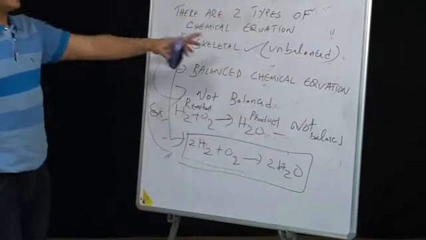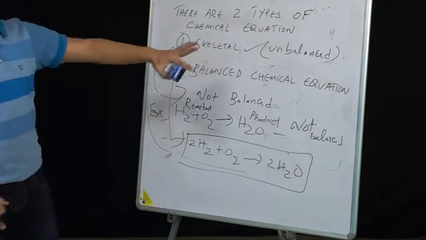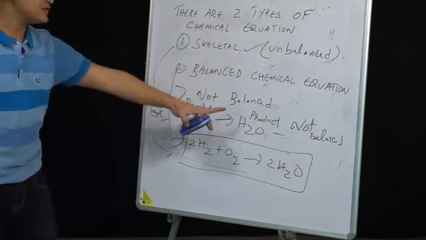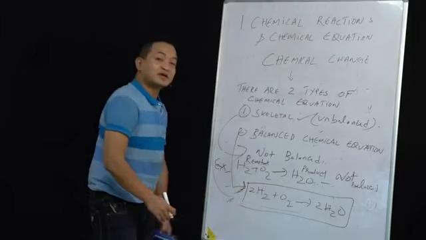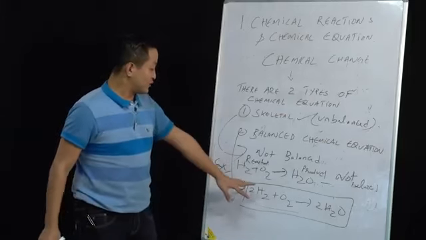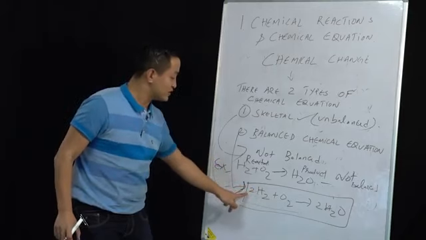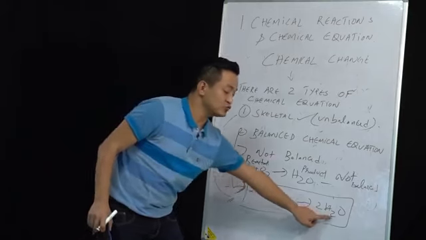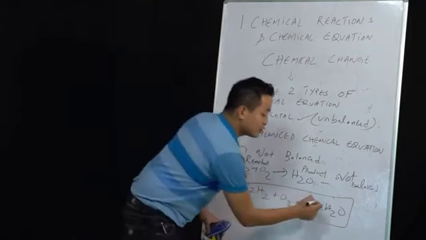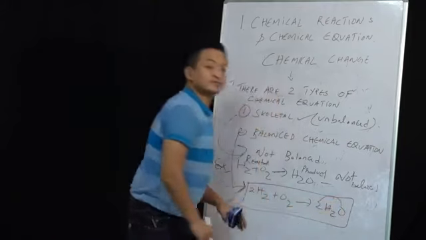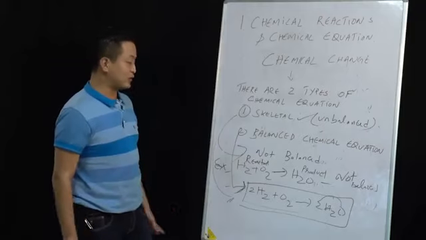Clear? This is unbalanced. So they are opposite. So this is unbalanced. And now here, the second example, you'll see that we have 4 hydrogen here, 2 into 2, 2 into 2. And then we have 2 oxygen here, and then we have 2 oxygen here. So that means everything is equal.